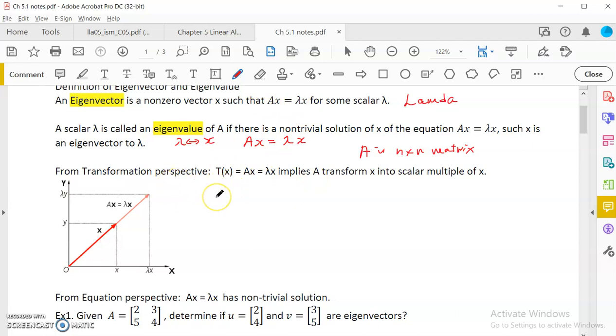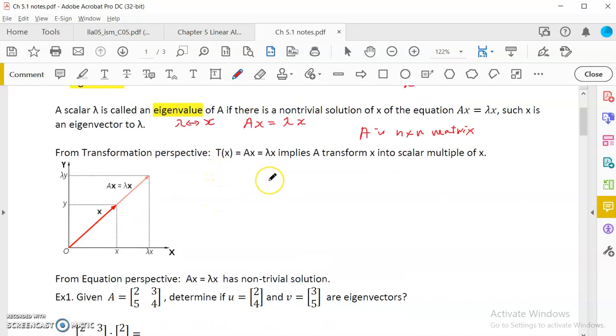You can understand this from a transformation perspective: if T(x) equals Ax equals lambda x, that means after your transformation, your x, originally like this, has now become a multiple of itself. It's longer, or the other way around, or in the other direction. So it travels on the same line, but becomes a multiple of the original vector.